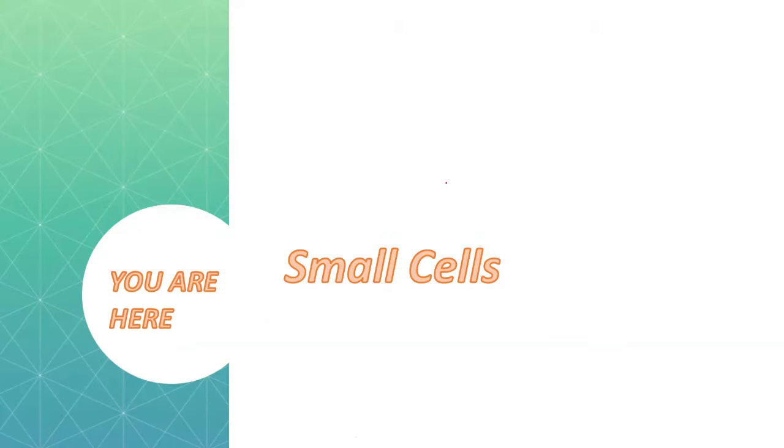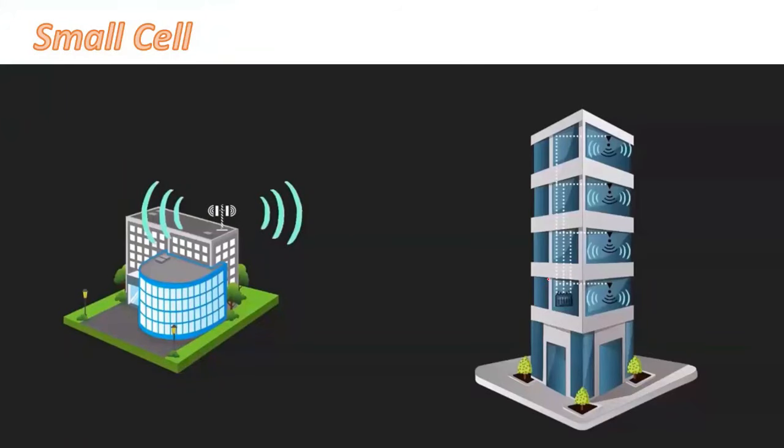Now let's talk about small cell. Okay, so what is small cell? A small cell is a mini base station specially designed to extend the data capacity, speed and efficiency of a cellular network. These low power radio access nodes can be deployed indoors or outdoors, and they usually have a range from 10 meters to a few kilometers. And mobile operators use small cells to extend their service coverage as well as capacity.